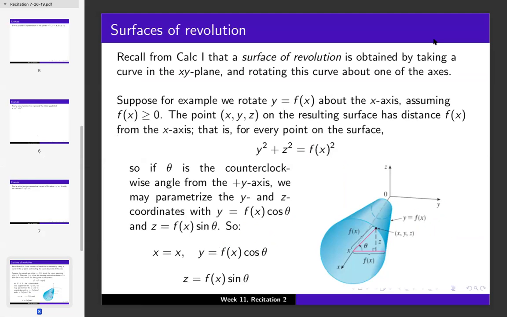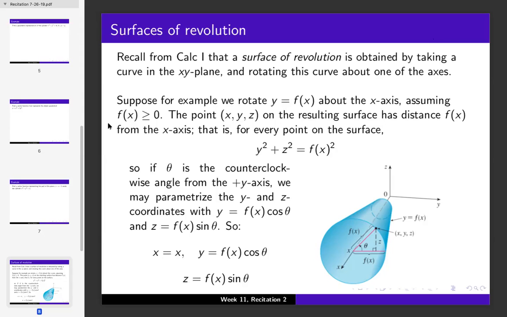Now you saw these in Calc 1. A surface of revolution in principle is a relatively simple object. It's just a surface that you get by taking some curve in the xy plane and rotating that curve around one of the axes. So an example of this is if you take the function y equals f(x), and you rotate that around the x-axis. Now you think for a little bit about what that looks like.